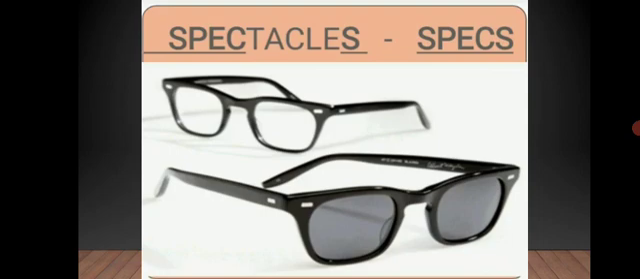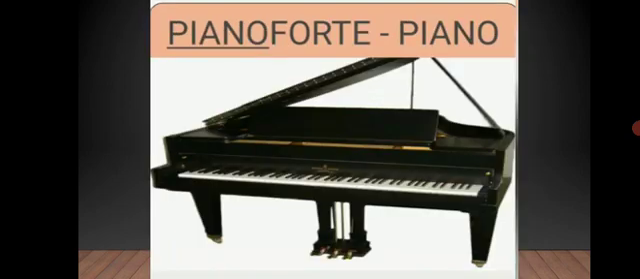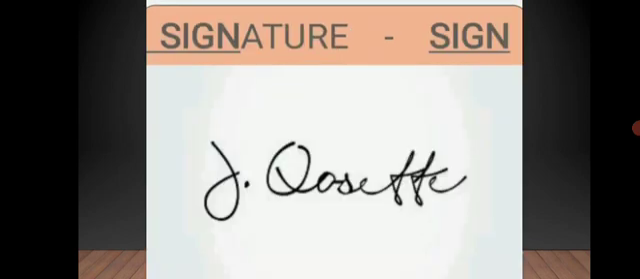Okay, now let's see some examples of clipped words. Spectacles. We won't say it as spectacles, isn't it? What we will say? We just say it as specs. So clipped words make it easy to spell and also to write. Next one, pianoforte. But what do we say? Piano. So this is a clipped word. Next, signature. Signature, sign.